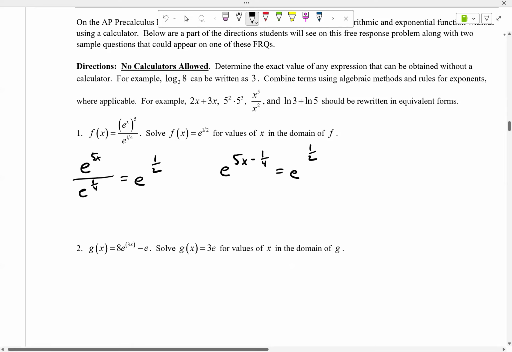What do you think? Yes? Yeah, and then you just get rid of the e. Since they're both e to the whatever, we can make this 5x minus 1/4 equals 1/2. And from there, good luck. I'll give you just a minute.